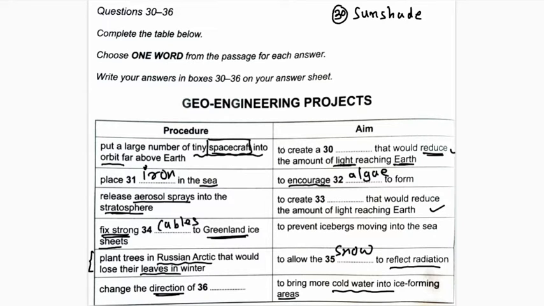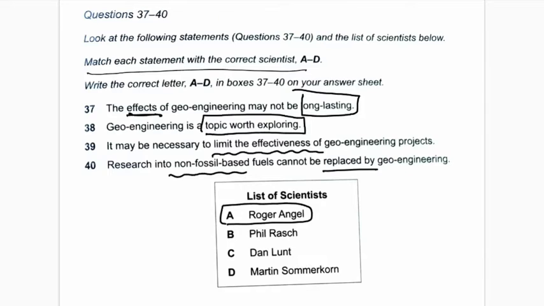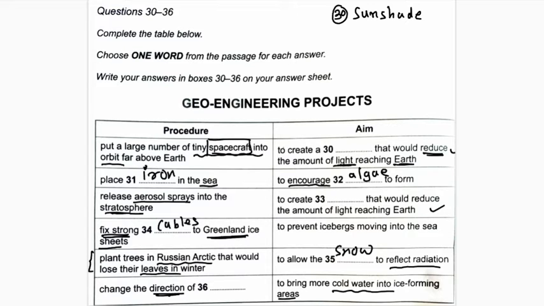Clear everyone? Right? Then after, change the direction of dash to bring more cold water into. So, guys, this will relate with rerouting. To change the direction, relate with what? Rerouting the rivers. What they are changing in terms of direction? They are changing the direction of rivers to increase cold water flow to ice forming areas. Okay, that means to bring more cold water into ice forming. So here the answer is river, right?